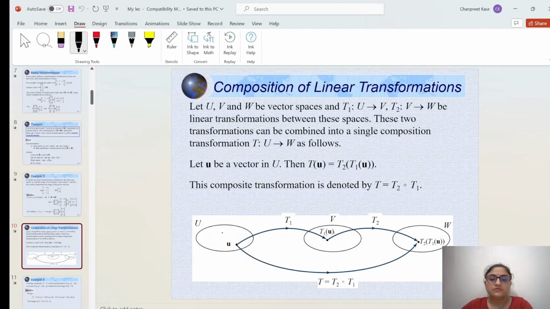So this is a pictorial representation of composition of transformations. T1 is a transformation from U to V, T2 is a transformation from V to W. To compose them, we need the range of T1 to be contained in the domain of T2. Here we have these vectors. So the codomain vector space for T1 is the same as the domain vector space for T2. So composition is a well-defined operation here.